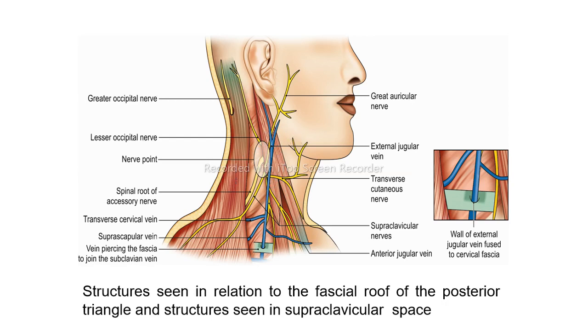So this is the lesser occipital nerve. This one is the great auricular nerve. This is the transverse cutaneous nerve, and for the supraclavicular nerve there is one common trunk, and then it divides into three branches of the supraclavicular nerve. So from where do these nerves arise?